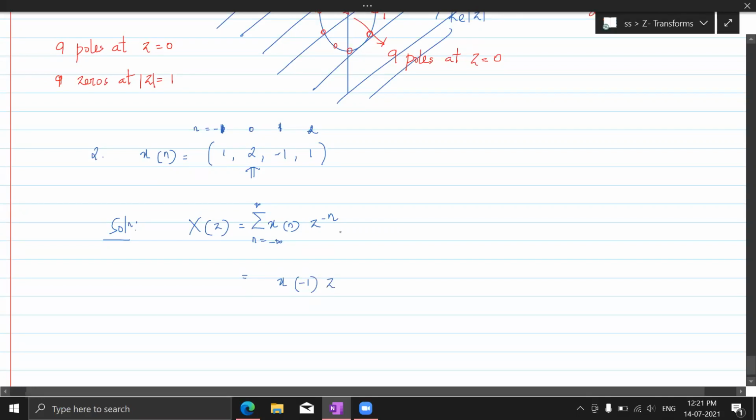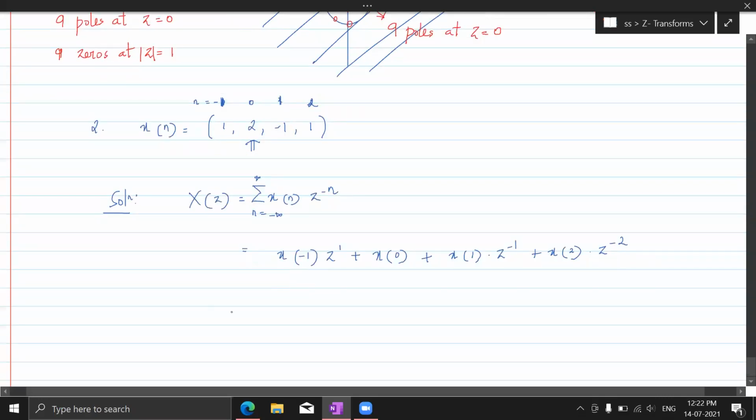Okay, so n is minus 1 means it would be minus of minus 1, so it is z to the power 1, plus x of 0 into z to the power 0, that would be 1, plus x of 1 into z to the power minus 1, plus x of 2 into z to the power minus 2. Fine. So therefore, if we substitute x of minus 1, the sample is 1 here. X of 0 is 2. X of 1 is 1. X of 2 is again 2.